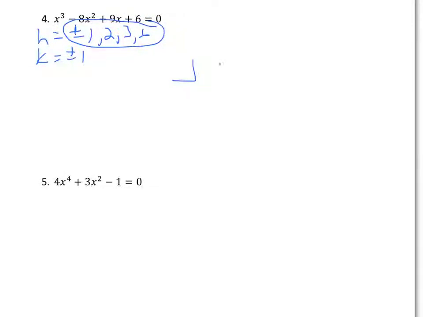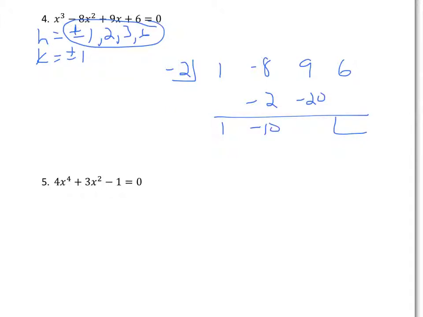Okay, 1, -8, 9, and 6. And we're going to try -2, okay? Because I see that this 9 and 6 at the end don't alternate, that's why I'm going to go with a negative number. So we got 1, -2, -10, -20, -11, and that's not going to work. Okay, maybe we'll try another one. Let's just try 2.